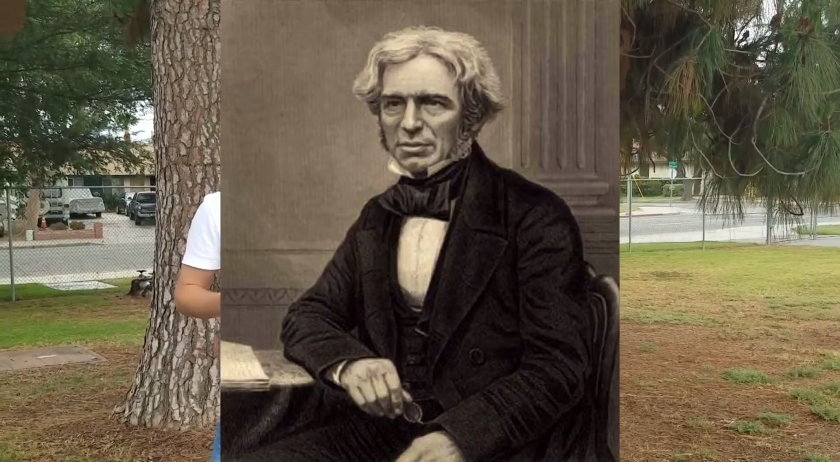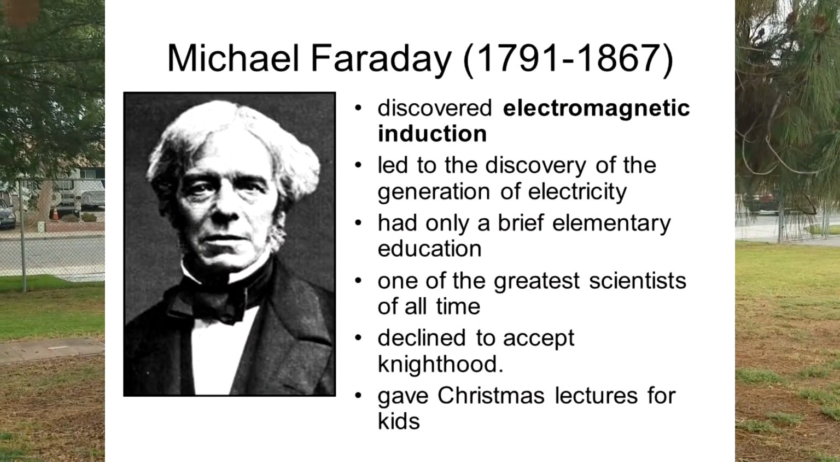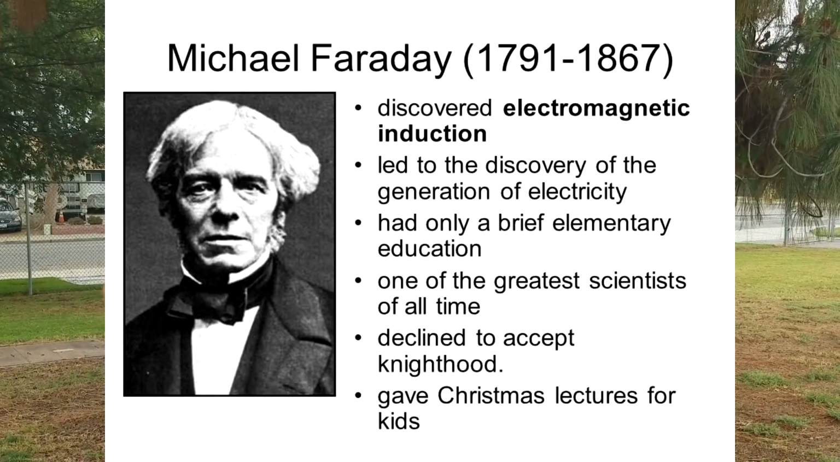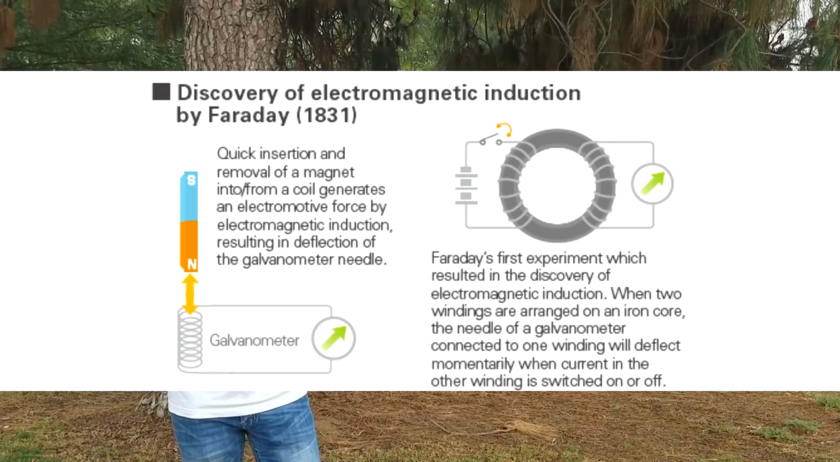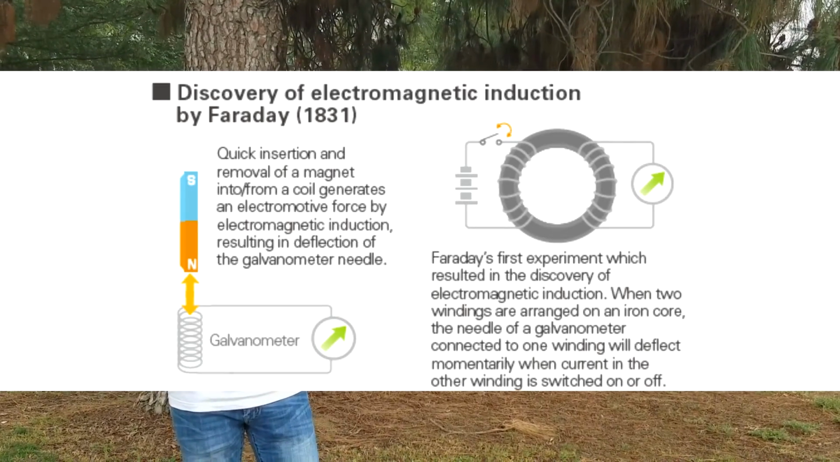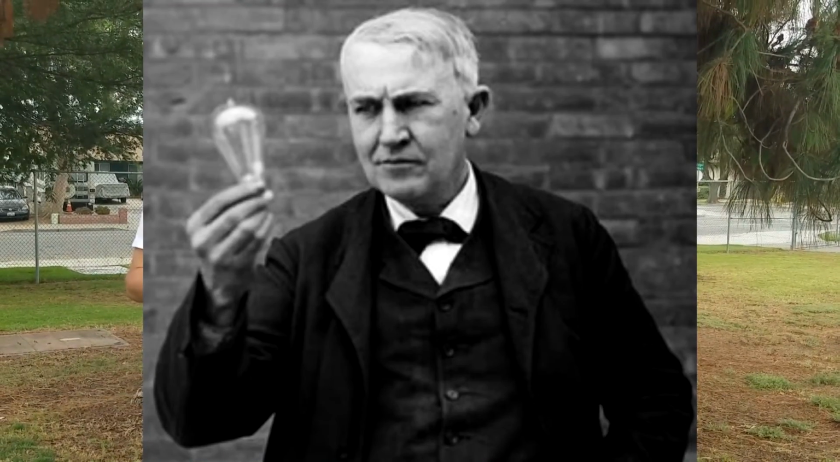Another English scientist named Michael Faraday went on and continued his studies on electricity and found that electricity currents could be created by a magnet inside of a wire coil. And with that, future scientists such as Thomas Edison created light bulbs.